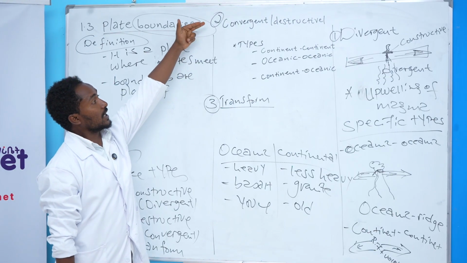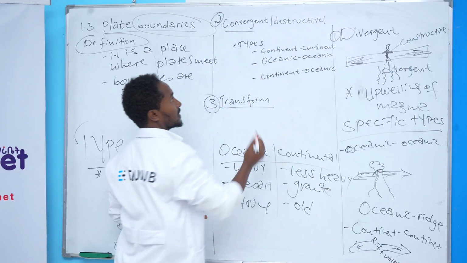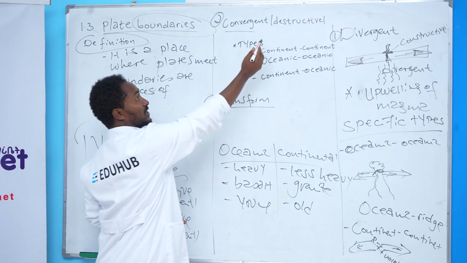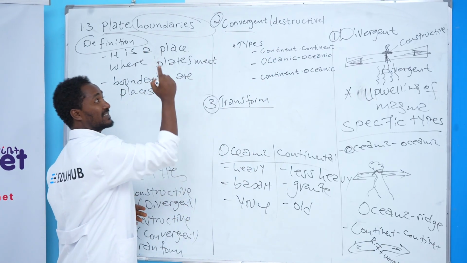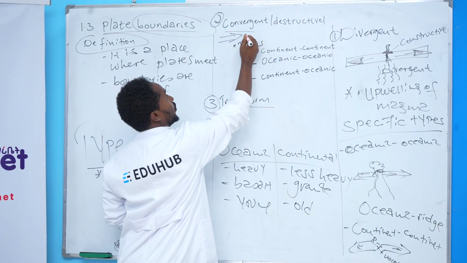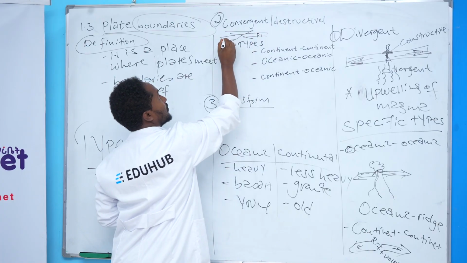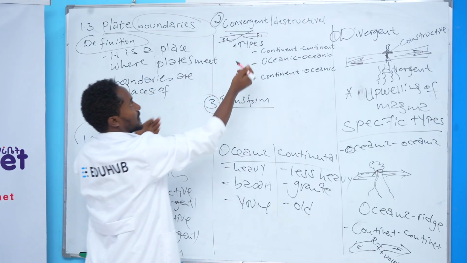Okay, the second type of plate boundary is the convergent or destructive plate boundary. Convergent or destructive plate boundary, as the name indicates, is formed when two opposite plates, plate 1 and plate 2, are moving towards each other.